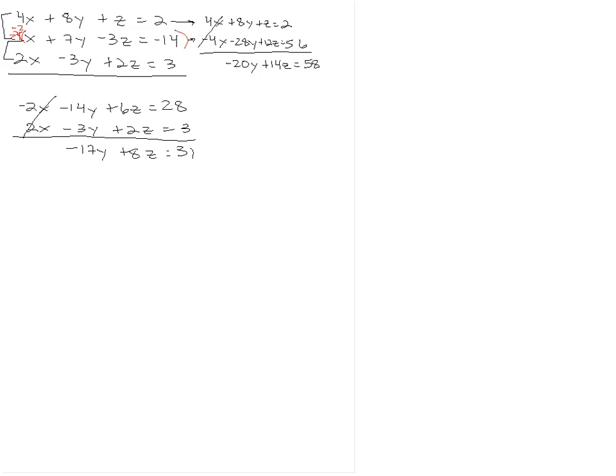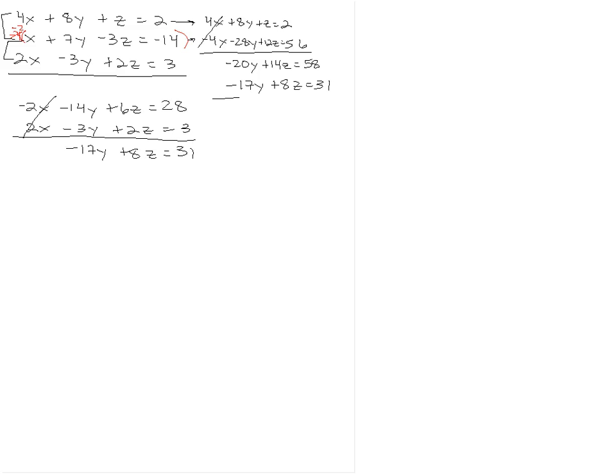So now I have two equations with two variables. You just have really ugly numbers. Who cares? With a calculator. Who cares? All right. How am I going to eliminate these? Well, I need to either eliminate the y's or eliminate the z's.